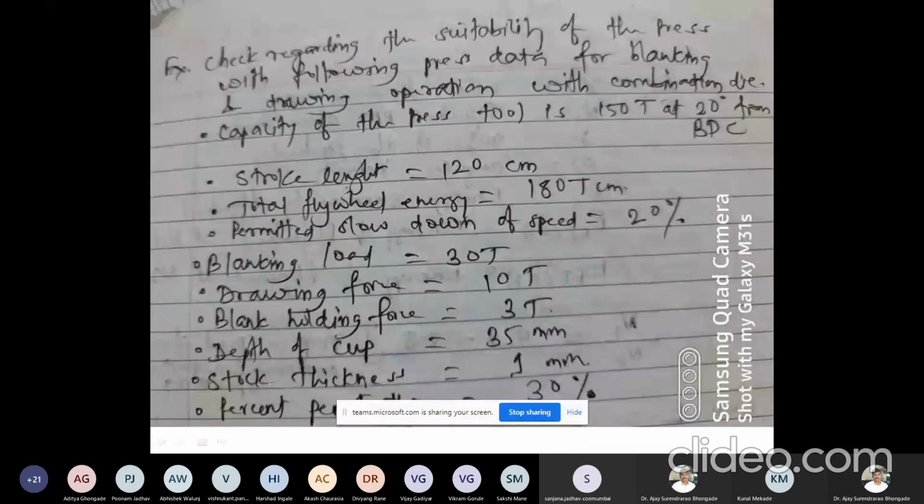So let us go for this type of numerical. How can we apply the relations we have developed to work out the allowable energy or the suitability of the press? If I want to do a certain operation, whether this machine is suitable or not, whether that machine is capable or not. So, check the suitability of the press, the selection of the press, with the following press data for blanking and drawing. The operation we are doing is blanking and drawing.